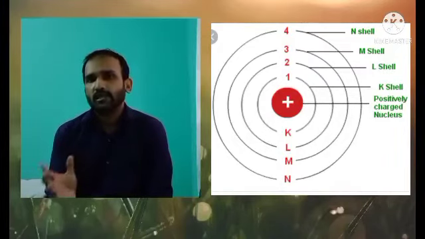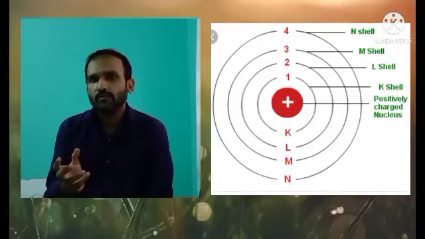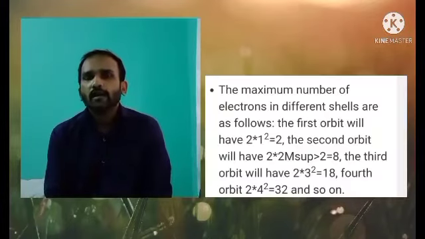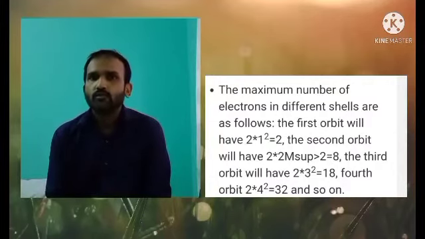For each energy level, that is each orbit, there is a capacity to carry a maximum number of electrons. The capacity of an orbit is given by 2n square, where n is the number of the orbit. For example, in the case of orbit 1 or shell K, the total number of electrons that can be occupied is 2 into 1 square, that is 2.